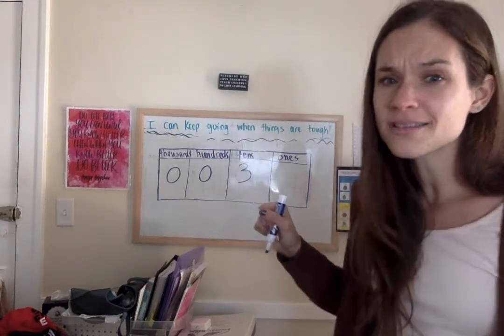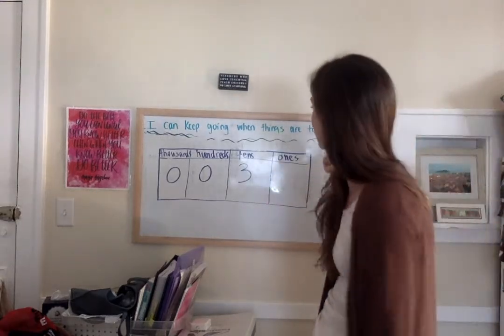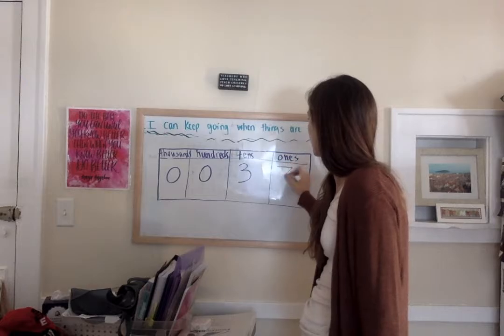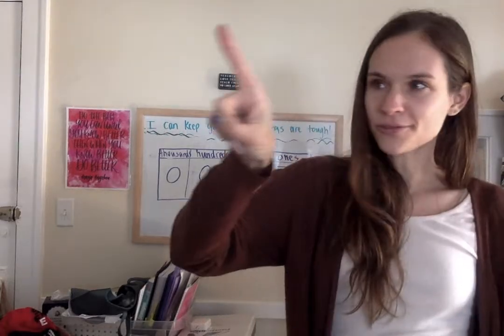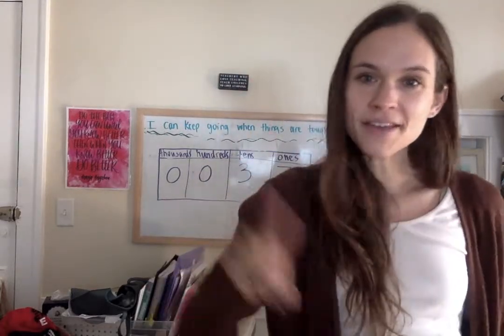And how many ones are in the number 37? Draw it in the air before you write it down. 7. 7 ones are in the number 37.